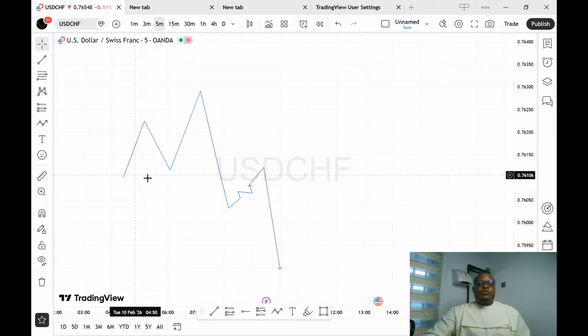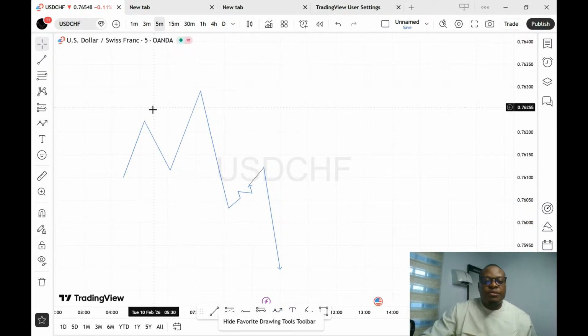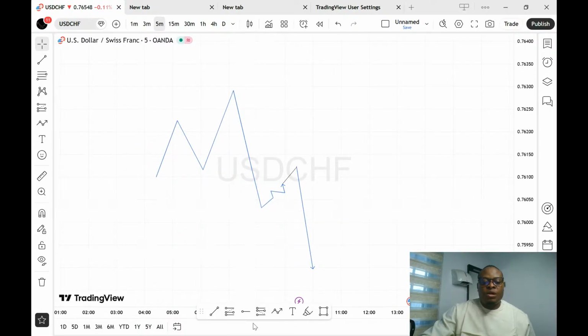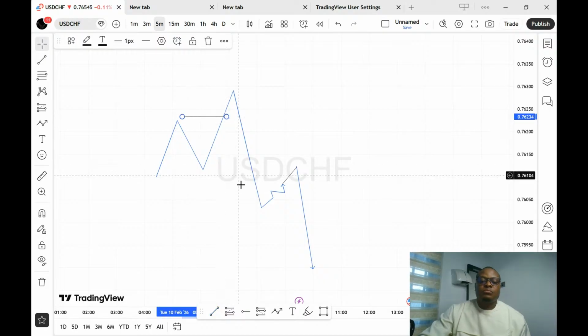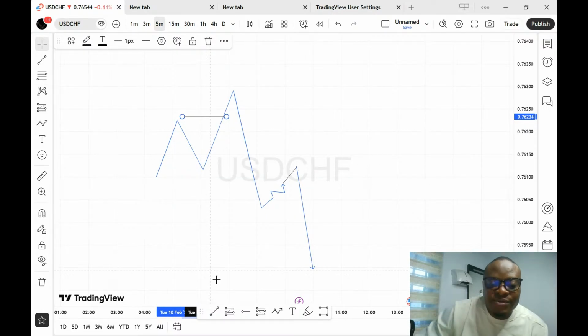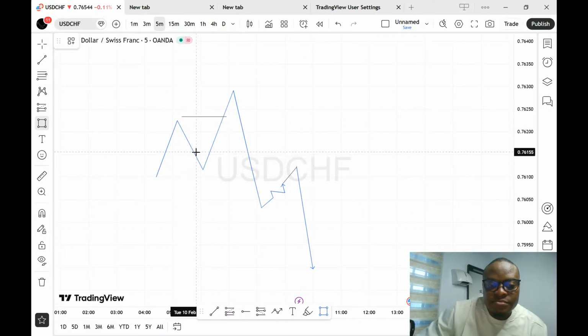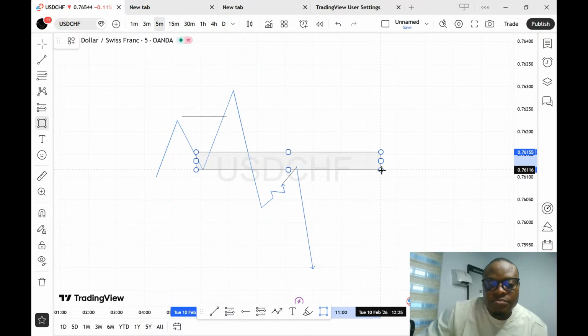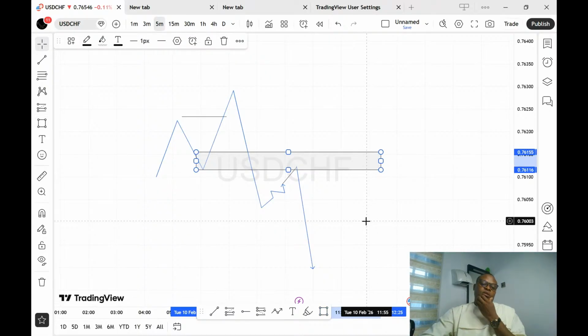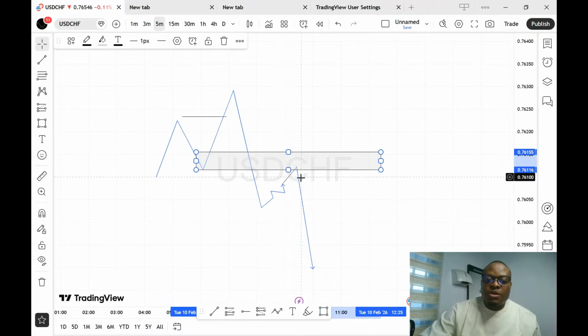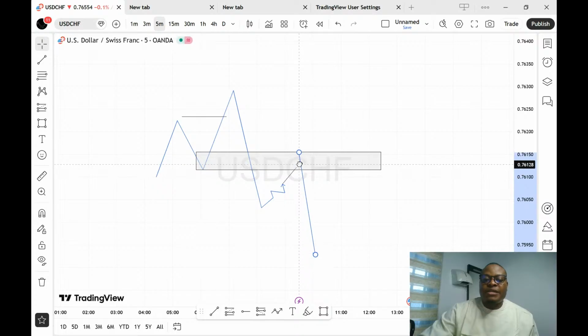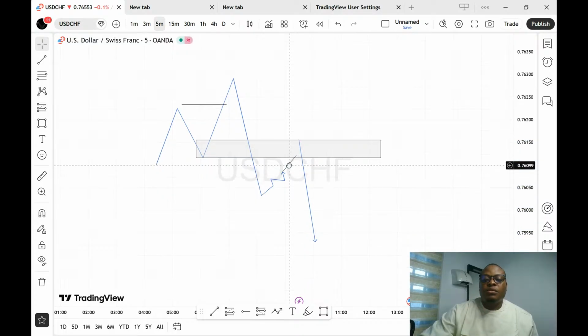Now, you can see originally there's a break of structure here. Price was supposed to come back to this zone. But what happened next? Price did not respect the zone.